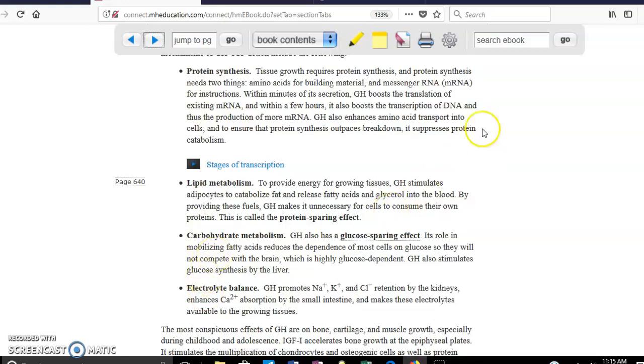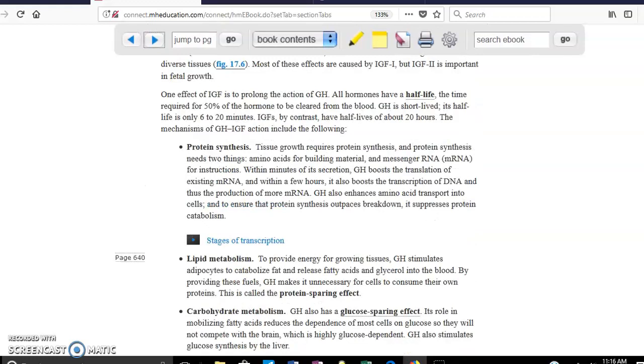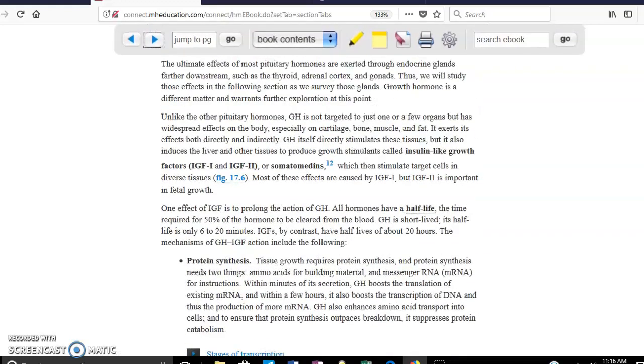The next thing that you need to know is that the growth hormone by itself doesn't last too long. It lasts, I think, 5 to 10 minutes, no more than that. And then what happens then? 5 to 10 minutes of growth hormone will not be enough to have an effect in the entire body.